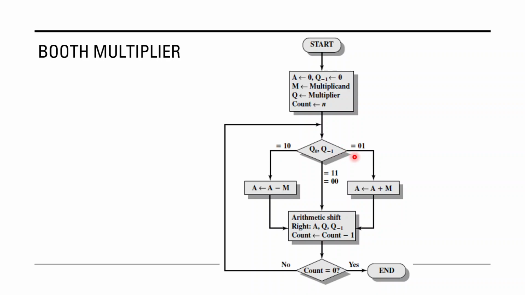If it is 0, 1, it will perform accumulator plus multiplicand. If it is 1, 0, accumulator minus multiplicand. If it is 1, 1 or 0, 0, it will not perform either addition or subtraction. Directly it will skip and then go to the arithmetic shift right operation. Once we perform arithmetic shift right, we reduce the count by 1, and once the count becomes 0, we will end the algorithm. It might look complicated, but through the example, it will be more clear.